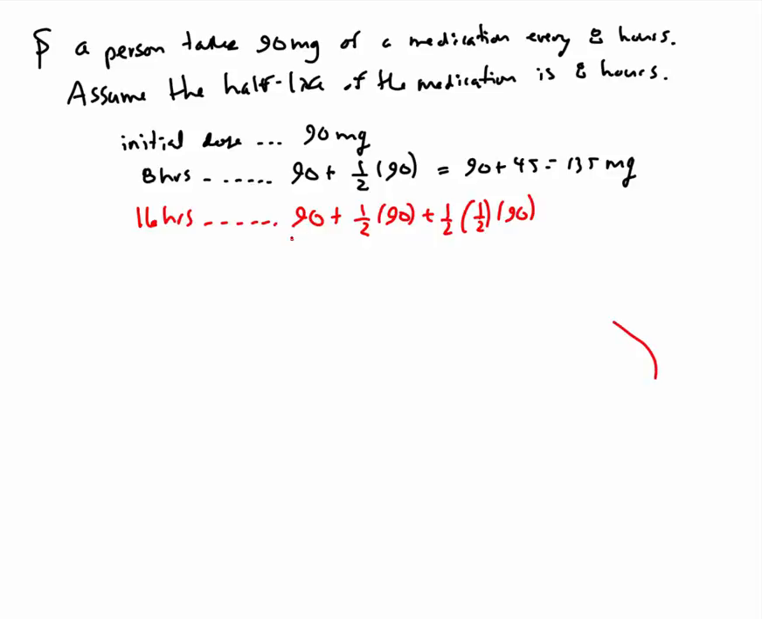Okay, so let's look at this one more time. This is my initial amount. This was what was remaining after my first dose. This is what was remaining after my second dose, half of the 90. So 16, so if we do another 8 hours, we'd be at 24 hours.